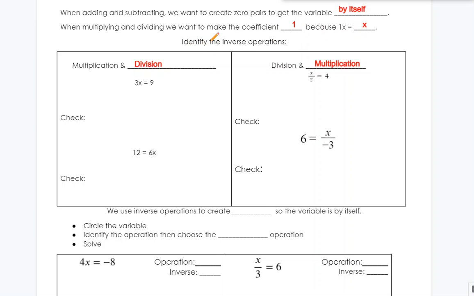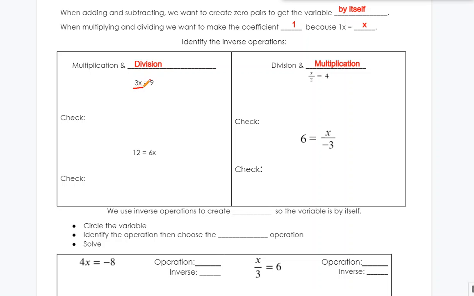Okay, so identify the inverse operations. Well, the inverse to multiplication is division, and the inverse to division is multiplication. Okay, so how do I solve this? Well, 3x, we learned this when we did distributive property and combining like terms. This really means 3 times x, right?